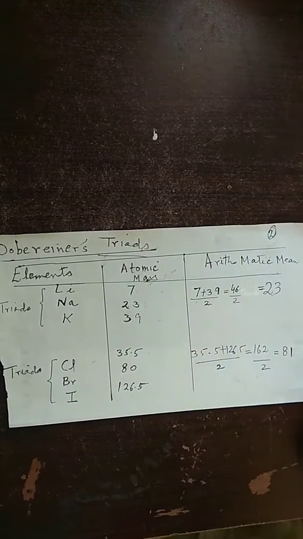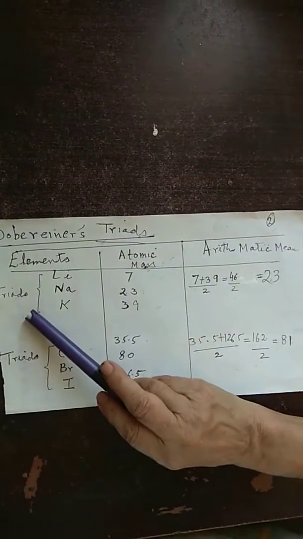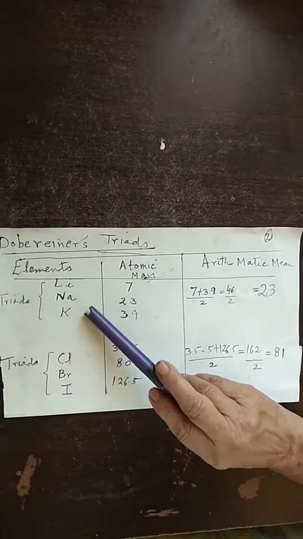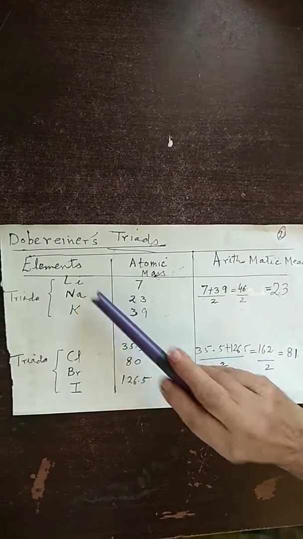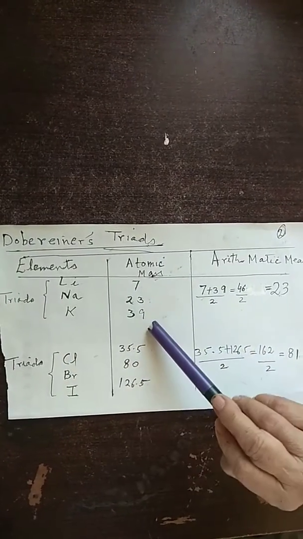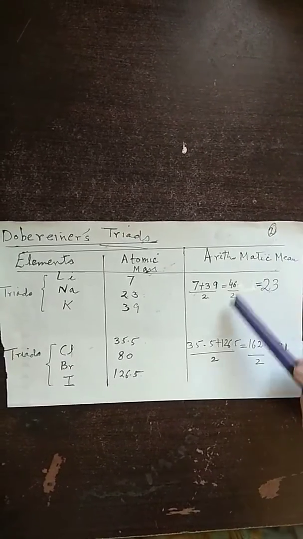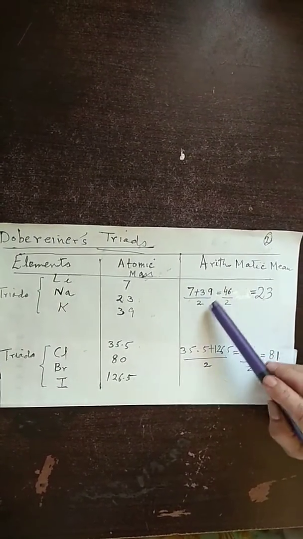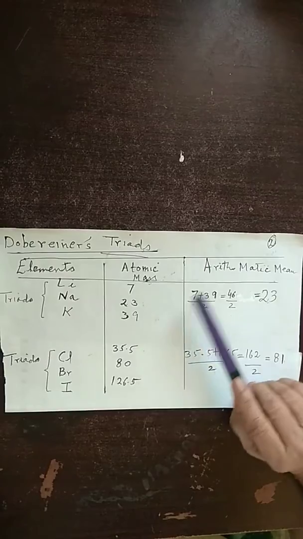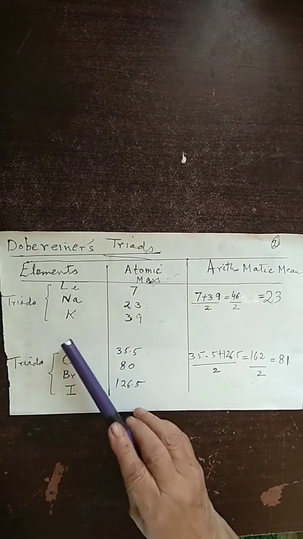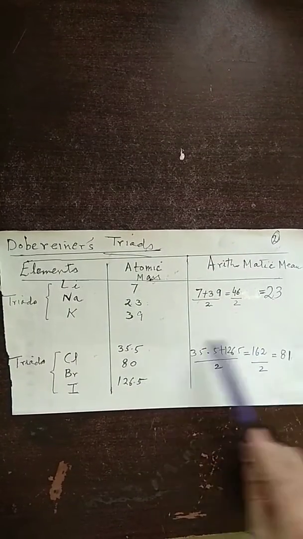Now, you will be able to understand with the help of an example. Consider this triad: lithium Li, sodium Na, and potassium K. The atomic mass of lithium is 7. The atomic mass of potassium is 39. If we take the arithmetic mean, adding 7 plus 39 divided by 2, the total is 46 upon 2, which is 23, equal to the mass of sodium. It means that if the elements are arranged in a triad, the atomic mass of the central element is the arithmetic mean of the atomic masses of the other 2 elements.